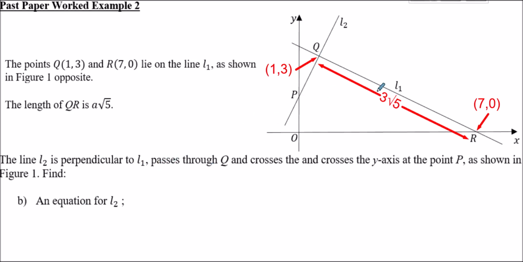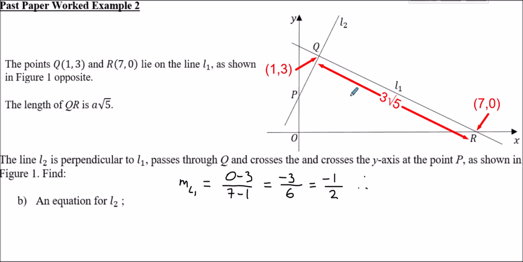Okay, so first of all, we need to work out the gradient of L1, then from that, we can work out the gradient of L2. So the gradient of L1 is the change in y between Q and R, and so y goes from 3 down to 0, so the change in y is 0 minus 3, and the change in x goes from 1 up to 7, so x goes along by 7 take away 1, which is 6. So therefore the gradient of L1 is minus 3 over 6, which obviously is just minus a half.